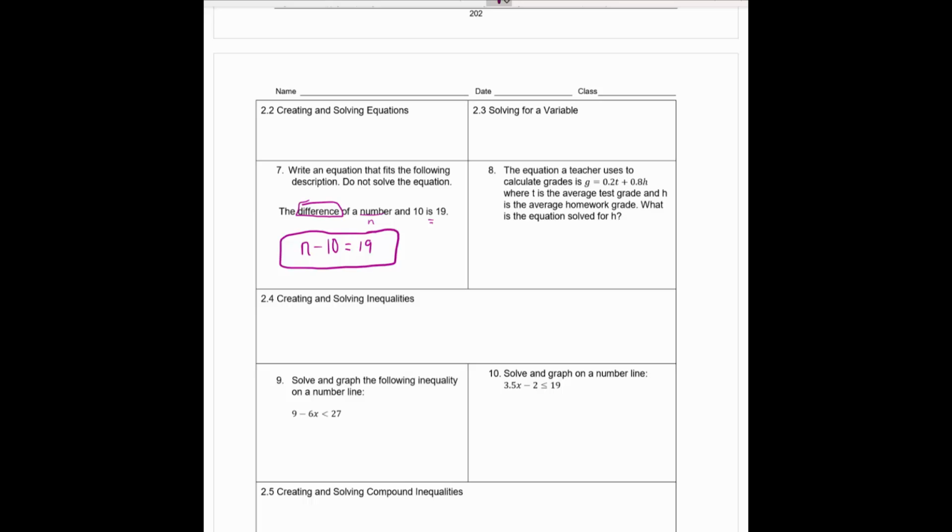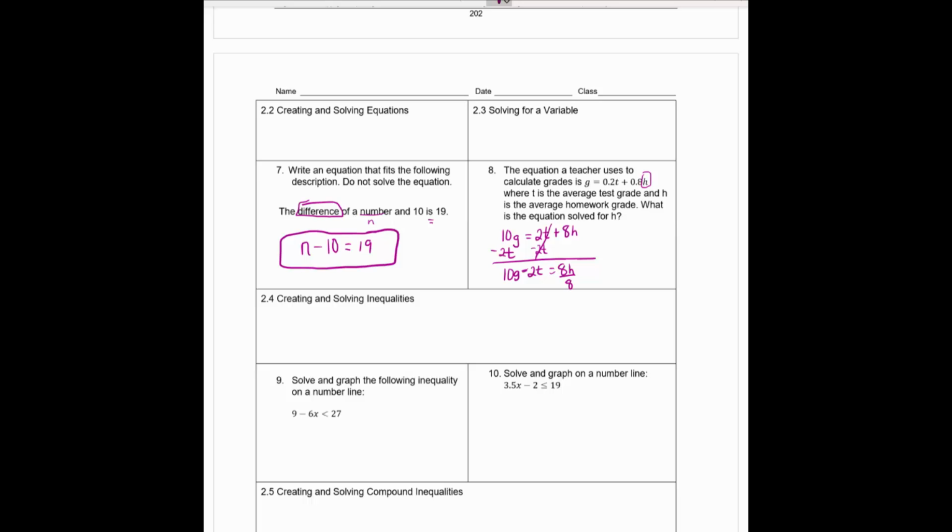Number 8, the equation a teacher uses to calculate grades is this equation right here, where T is the average test grade and H is the average homework grade. Solve the equation for H. Now, because these are decimals, this could get a little weird. So I'm trying to get this H by itself. And one of the things that would be helpful actually is to clear out these decimals. And to do that, I would times everything by 10. So that I would get 10g equals 2t plus 8h. And now this is going to be a little bit easier to solve. I would subtract 2t because I'm trying to get the h alone. That gives me 10g minus 2t, which does not actually subtract. We keep those separate from each other.